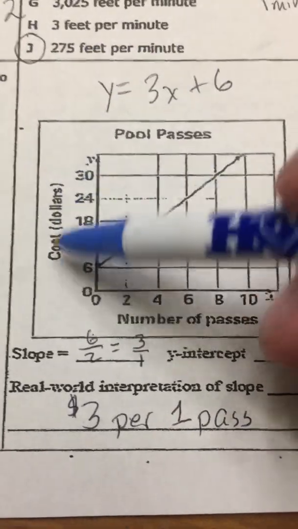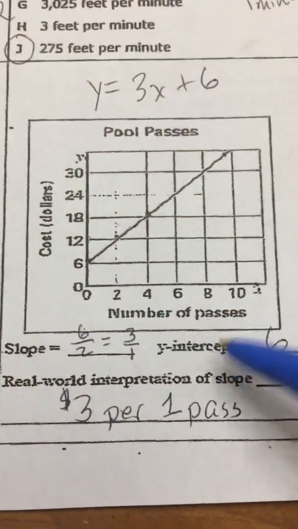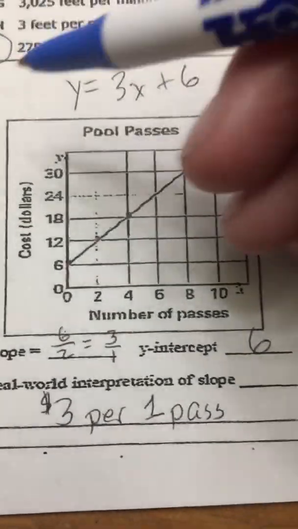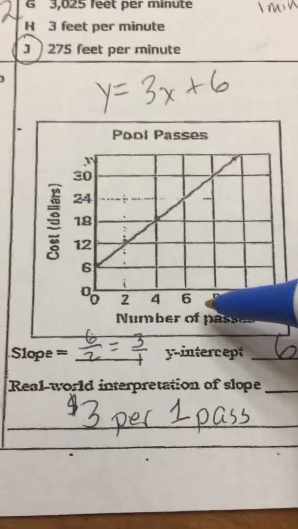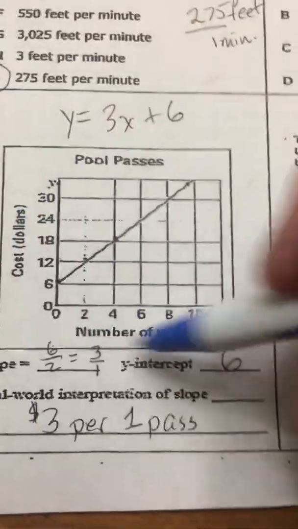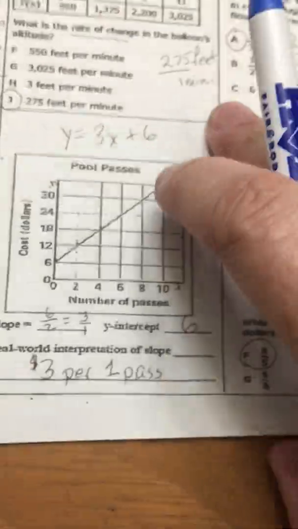Whatever it is on the y's, you write that down with the y's and put the passes on with the x's. It could be temperature per, because it could be degrees in temperature per minute, whatever it is, or miles per hour. So that's all the interpretation is. They make it sound like it's really hard, but it's not.